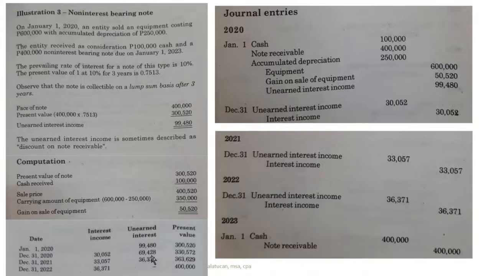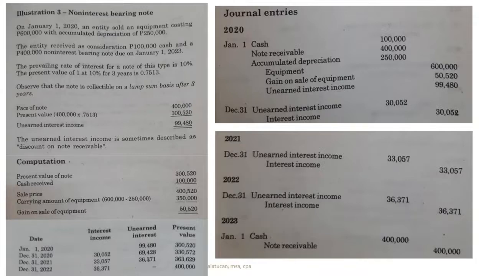So, after you deduct, you will get 69,428. After you have deducted 30,052 from 99,480, you will get 69,428. Diba? Mao na siya ang mabilin nga unearned interest income. Okay? So, mao na siya ang mabilin nga unearned interest income.